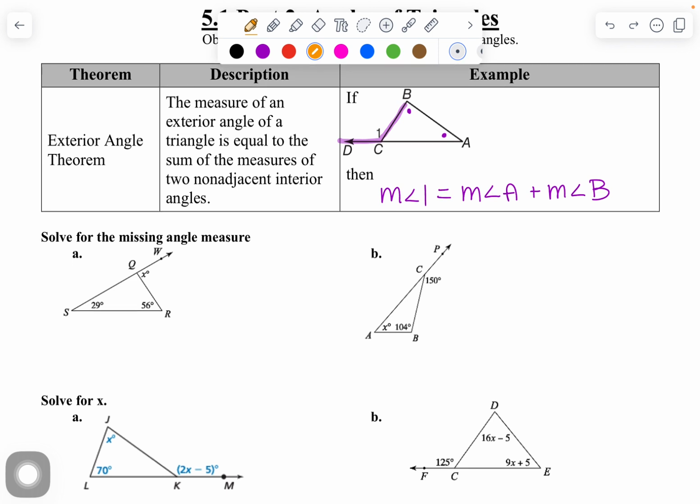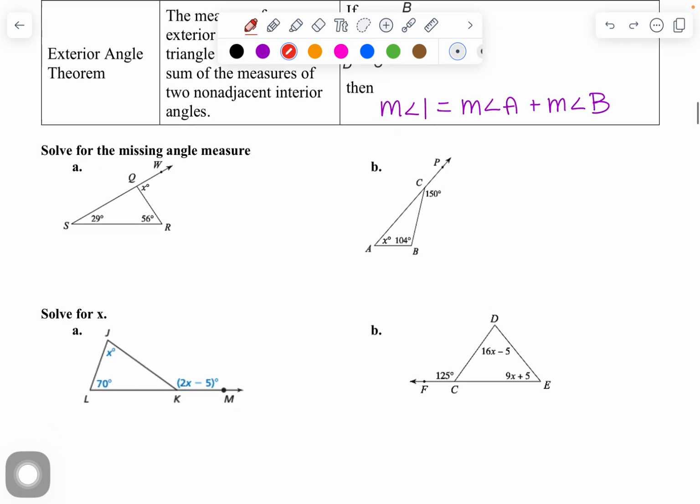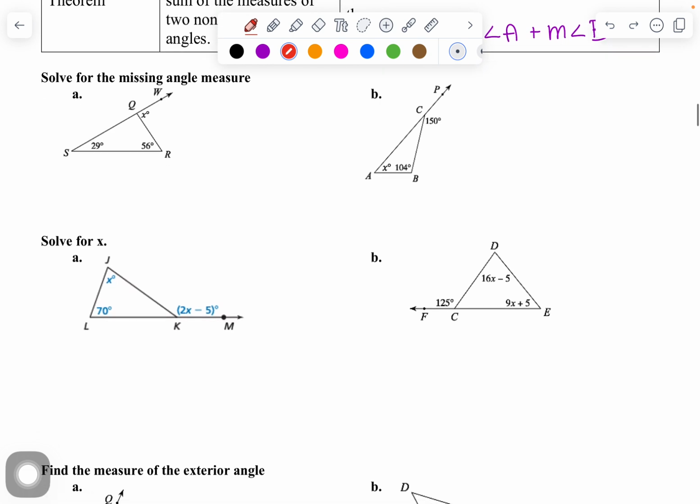Now, when we look at this, we're still going to use 3 angles in this formula, similar to yesterday's formula, but we have to pay attention. Are all the angles inside the triangle, or is one of them an exterior angle? So, you're going to see problems that look a little bit similar to yesterday, but they have that exterior angle.